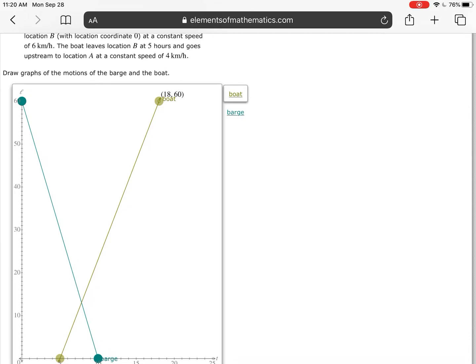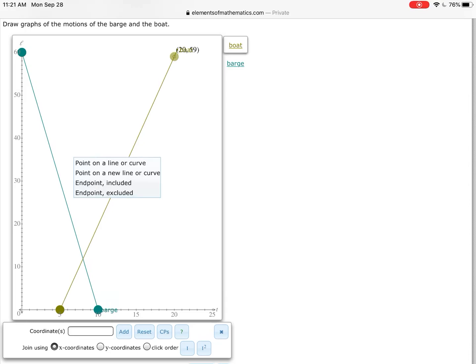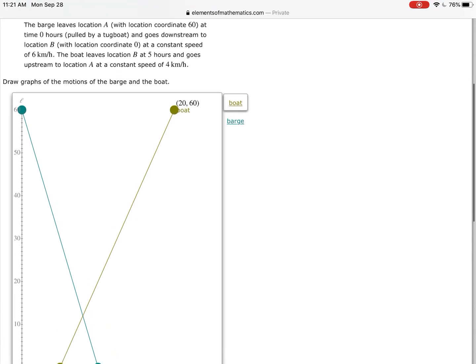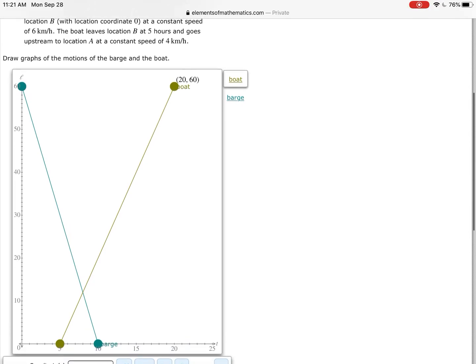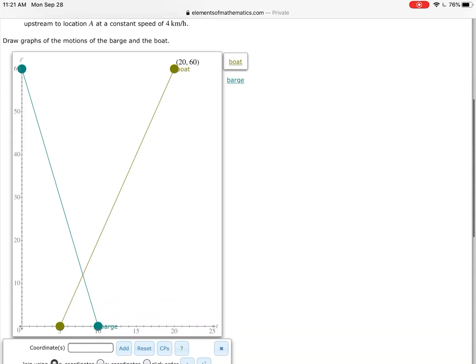So for this one here, it's going to end at 60. It should take 15 hours, so that means it's going to be at 20. There we go. Let's make this say endpoint included. But now I'm going to have to drag it again. Get it to 60. This makes sense because after 15 hours at 4 kilometers per hour, 15 times 4 is 60.